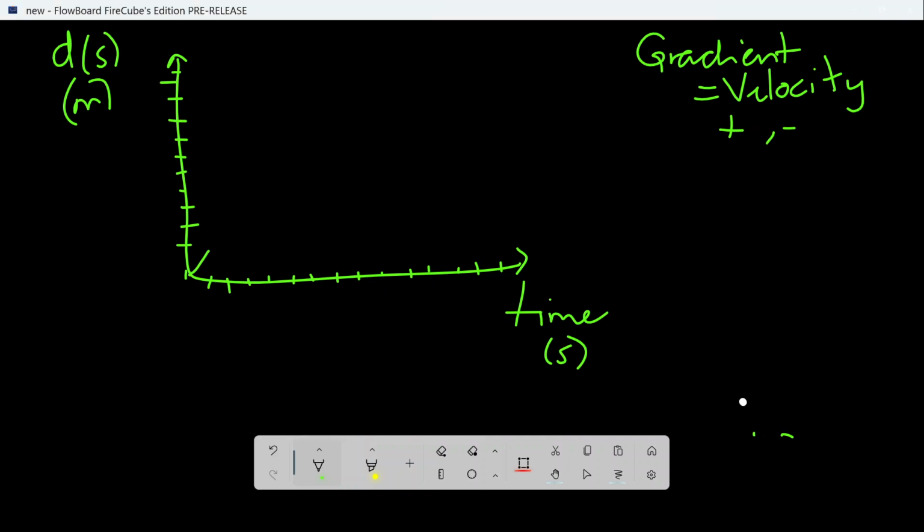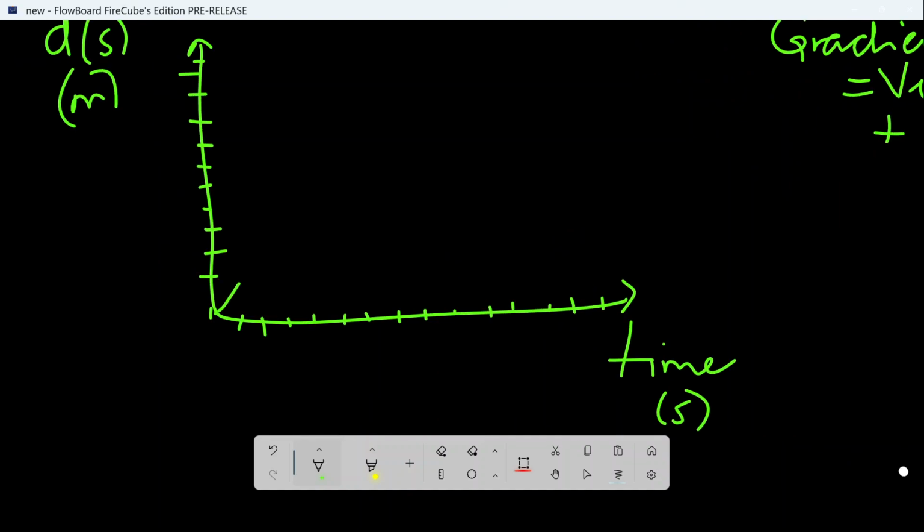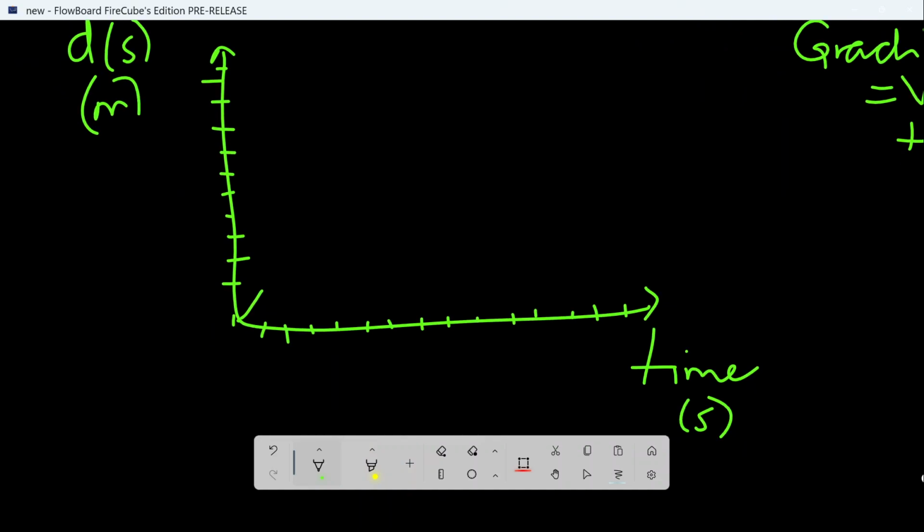So for this video, we're going to look further into displacement time graphs and how they work. We looked a bit into them, but not too deeply. Let's try to look a little bit more deeply into them. So we've got the first one. Displacement is always on the y-axis and time on the x-axis.